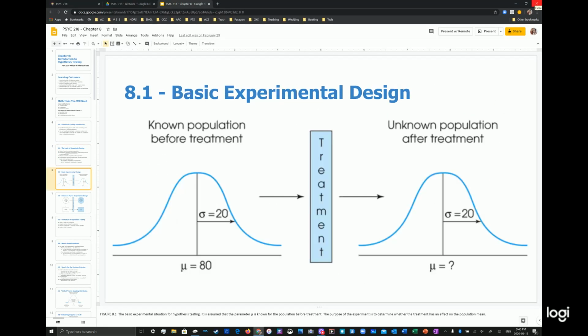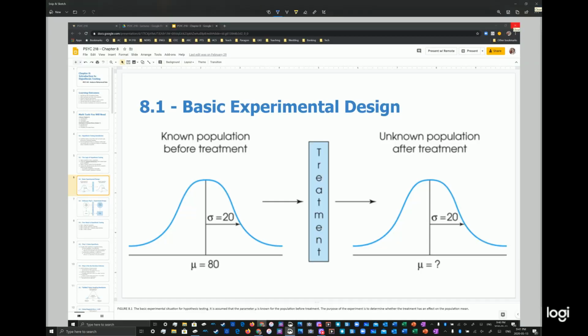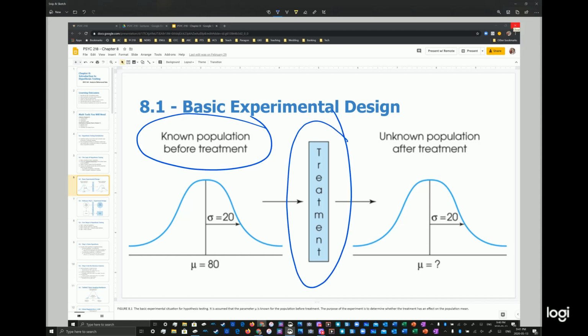So here's an example of this. In this slide, we see some known population before the treatment. And we grab a sample. Again, if the treatment was big enough and we have enough resources, we could do it for everybody, but we really can't. So we grab a sample, give them the treatment, and see if that treatment makes the sample different, as if it's from a different population.